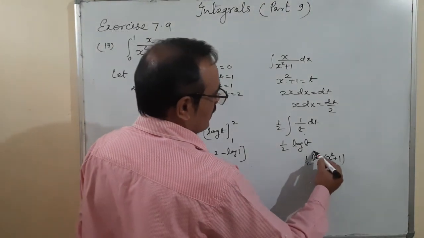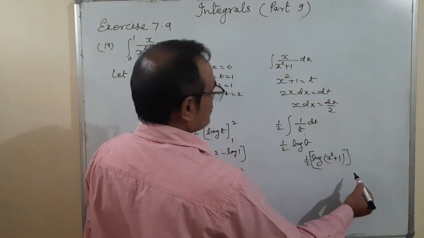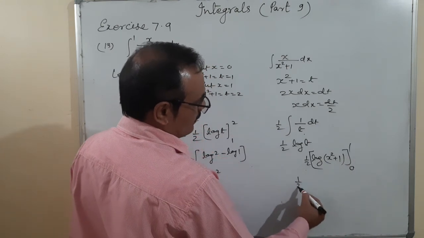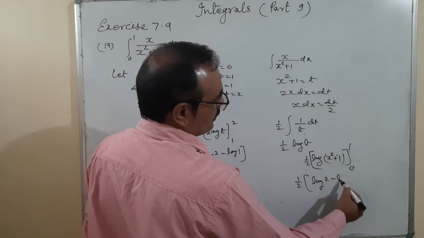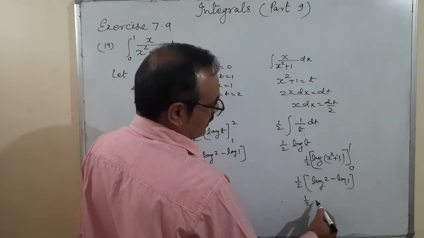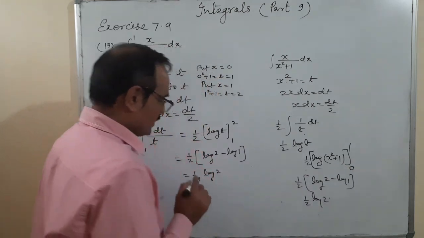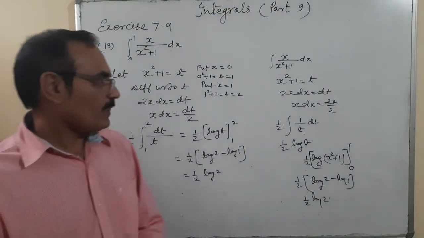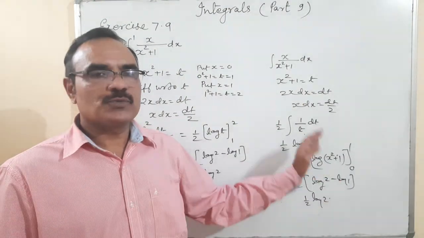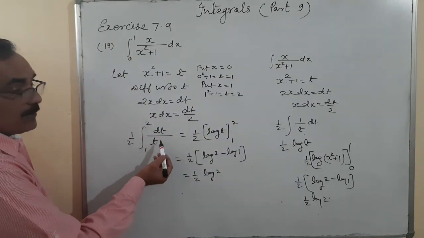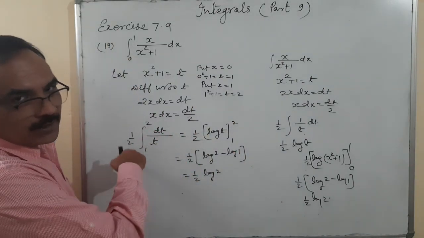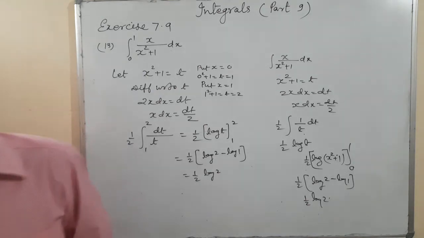Now what should be done? After that you can put the limit 0 to 1. So 1 upon 2 times log of 1 plus 1, that is 2, minus log 1. So 1 upon 2 log 2. Okay, same answer. But this is the portion which is to be solved without limit. Because once you write the value t here, the limit will also change in this format, in terms of t.